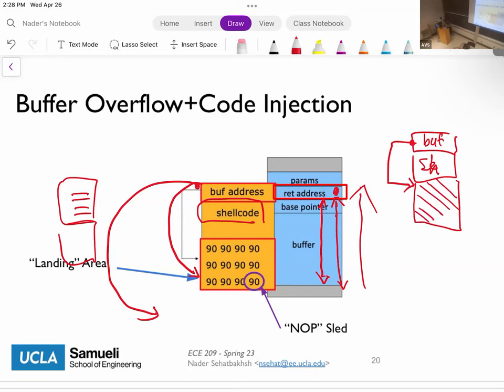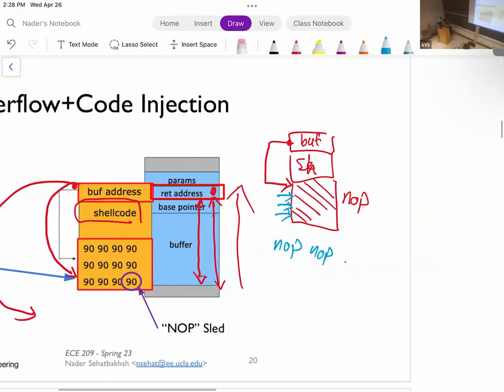And what is this landing area? This is just what we call a no operation. And the trick is that the buffer address now doesn't need to be exactly accurate. Anything in this area would work. So if I land here or here or here, my attack still works, because essentially it means I'm going to run a bunch of no ops, which are no operations, some of them depending on how accurate my landing is. And then after some point, I'm going to start running my shell.